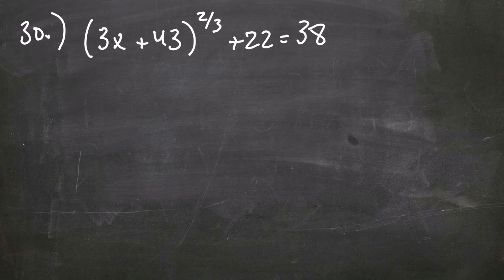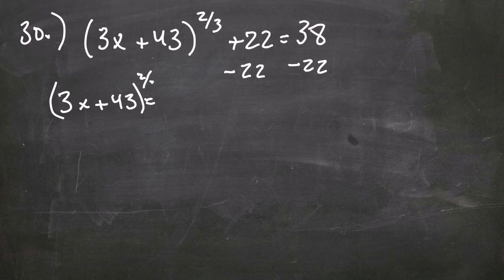All right, number 30. We have 3x plus 43 to the 2/3 plus 22 equals 38. So once again, I've got to get rid of the additions. That's why I subtract 22 from both sides first. I get 3x plus 43 to the 2/3 equals 16. So now I have to take both sides to the 3/2.